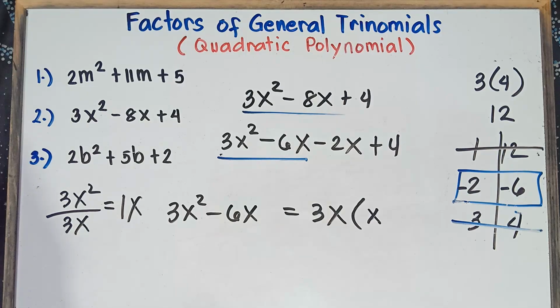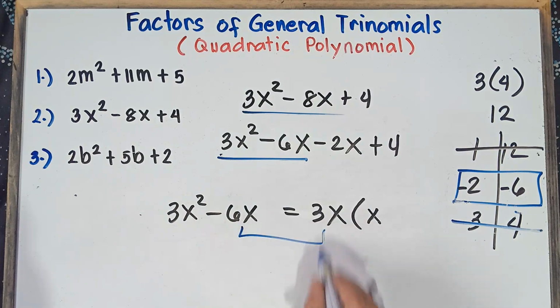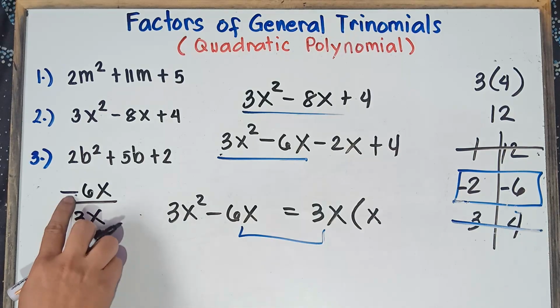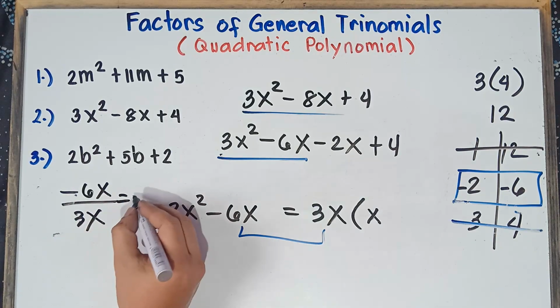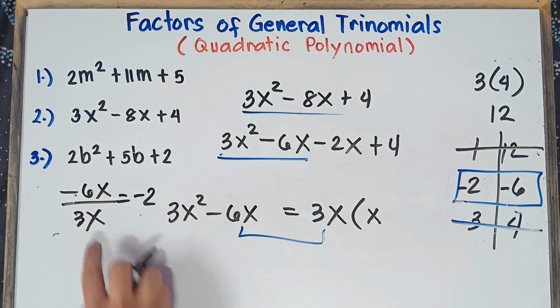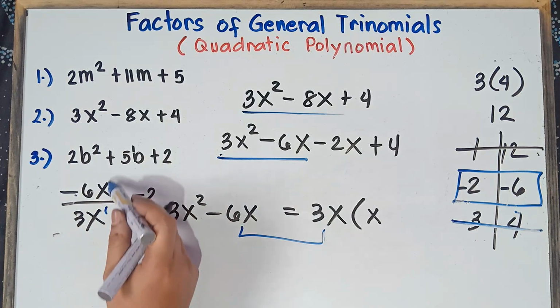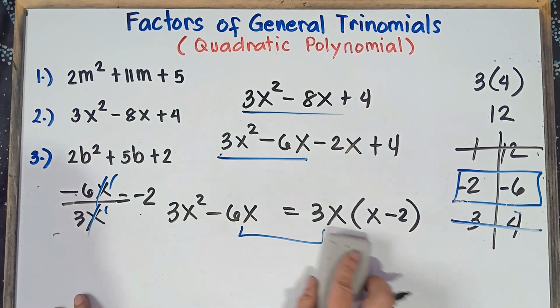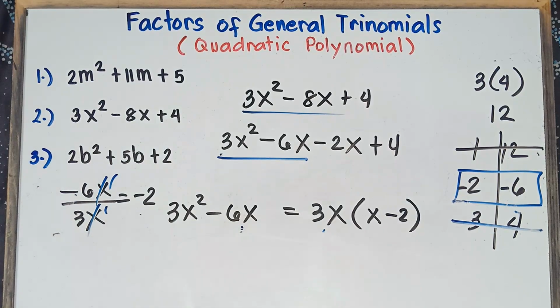And then this one, negative 6x divided by 3x. Negative 6 divided by 3 is negative 2. x divided by x, same variable and same exponent, simply cancel x. That would be negative 2. And then close parenthesis. Once again, class, you can always double check your answer by the distributive property.